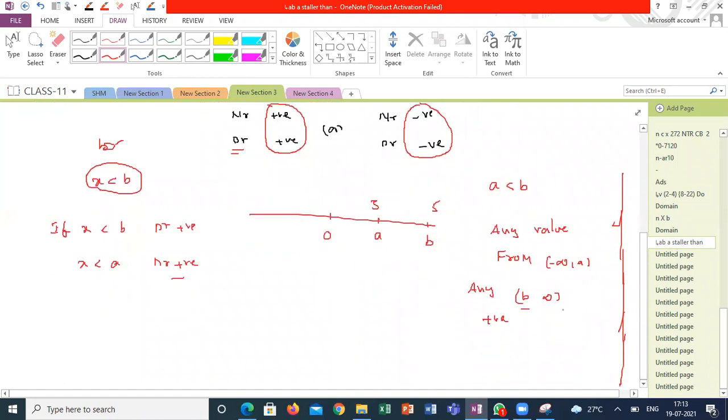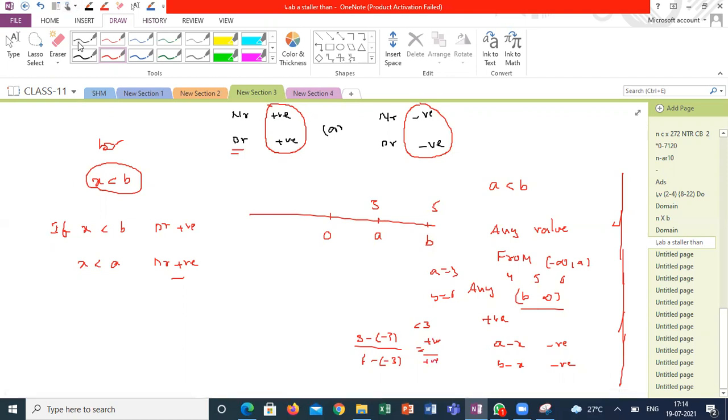Because if I am taking B to infinity, where X is greater than B, your numerator A minus X is negative, and B minus X is negative. Suppose A is 3 and B is 6, and I am taking more than 6. So both will become negative. If I am taking less than 3, both will become positive. Suppose X is minus 3: 3 minus of minus 3, 6 minus of minus 3. So then it will become positive by positive.